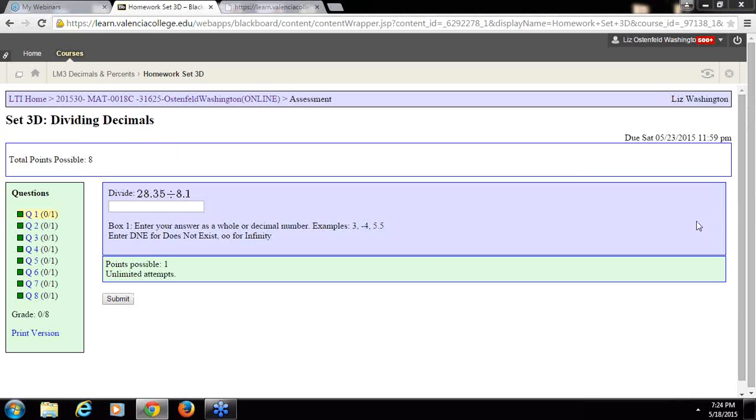Dividing decimals. Okay. So here it has 28.35 being divided by 8.1. That's the first deal, is to be able to set it up properly. Okay? Got to be able to set it up properly.